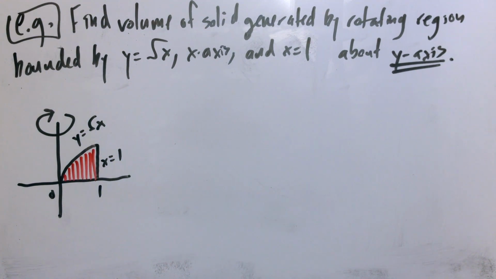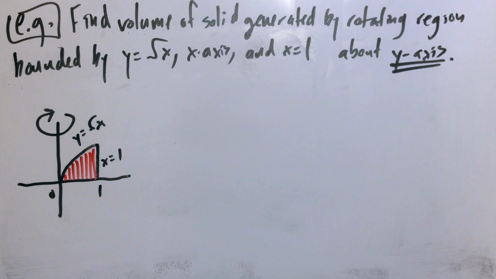Okay, so what happens if we decide to rotate about another axis? And the only other possibility we're going to consider here is the y-axis. And we're going to have another method that works out here called the cylindrical shells, but sometimes we can try to do the disk or washer method anyways. What we have to do, though, is we have to integrate over y instead of x.